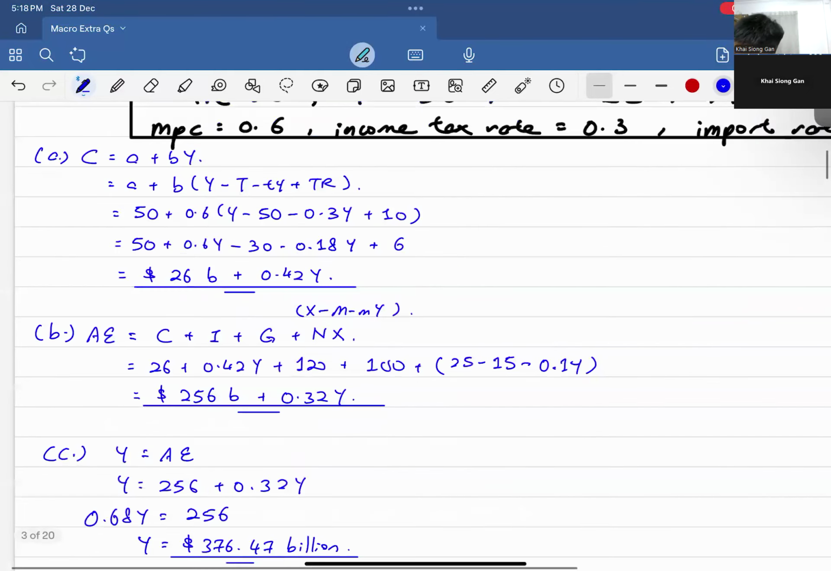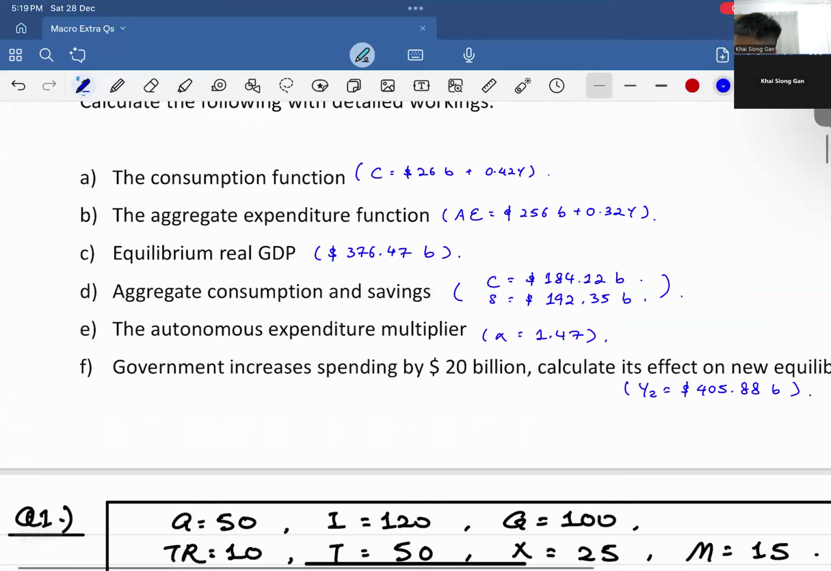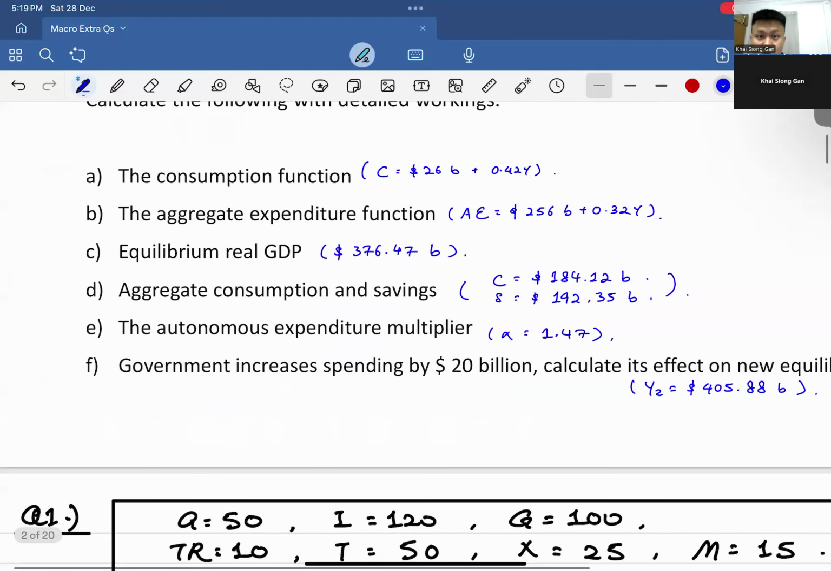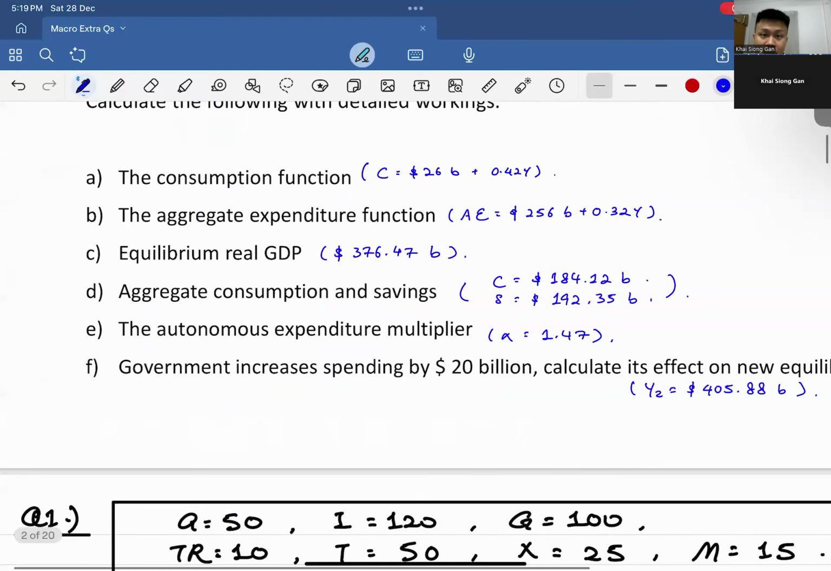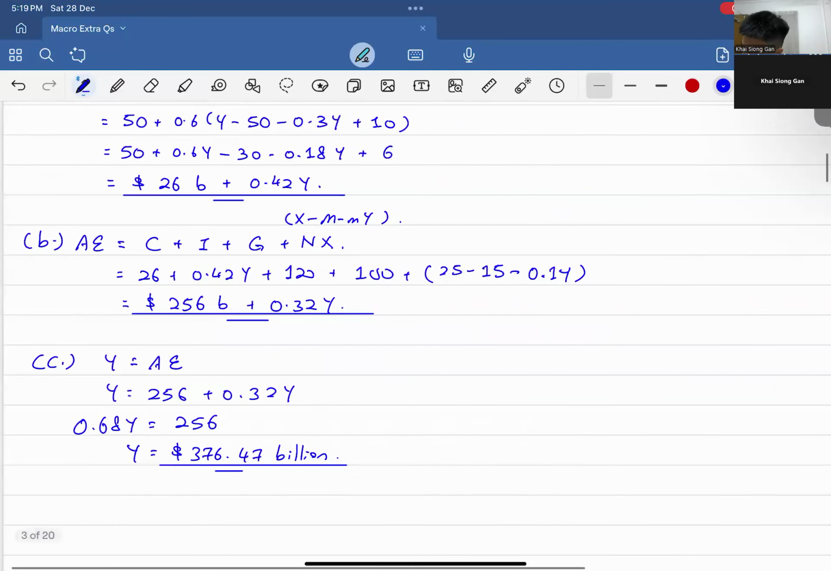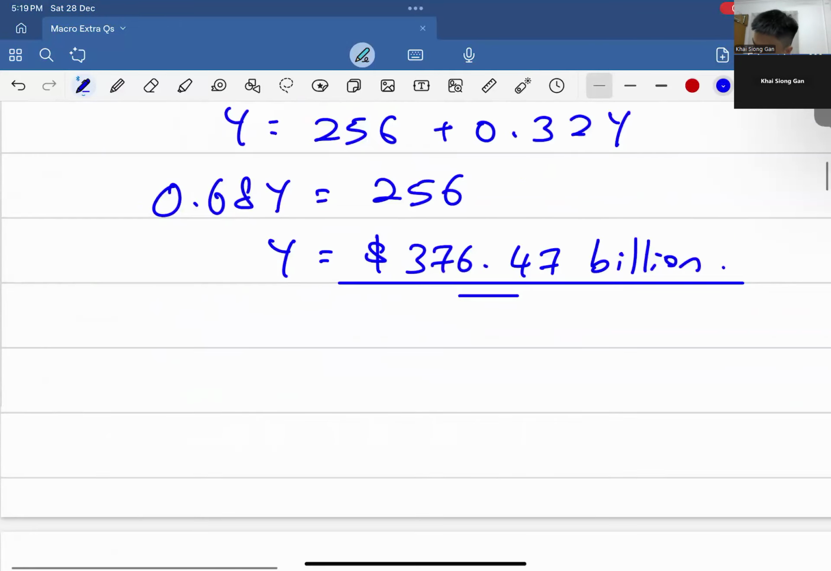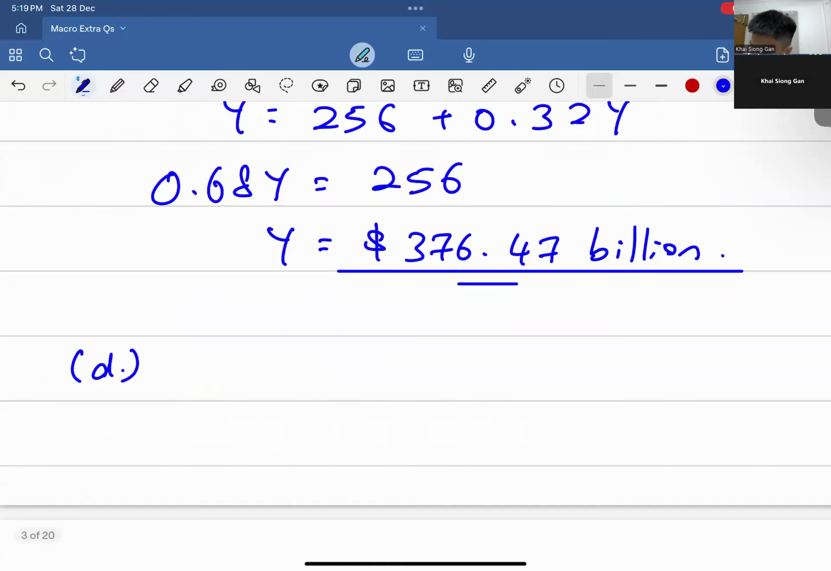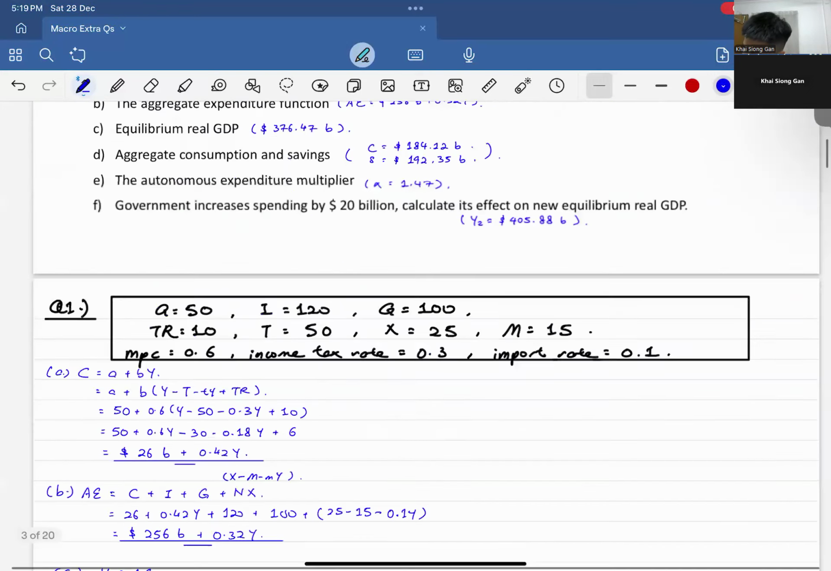Now next question. Aggregate consumption and saving in terms of values. So this one is value. Remember, if I say function, you remain your answer as a function. If I do not say it's a function, that means I'm referring to the value itself. Now you have all the data over here already, so you can calculate the value. Let's say I want to calculate the aggregate consumption value.